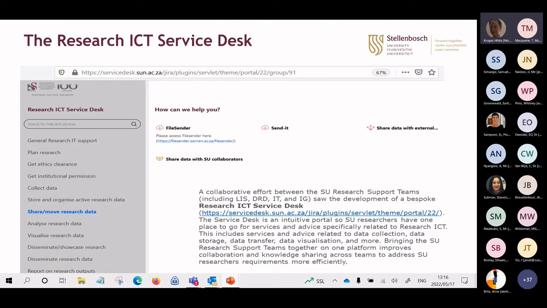Then we've established what we call our Research ICT Service Desk, again in collaboration with all of the other research support divisions. And if you have questions about any of the tools in our toolkit, or if you have a requirement that cannot be met by our toolkit, you are welcome to log a request here, and we will rope in all of the relevant specialists to try and answer you as quickly as possible.